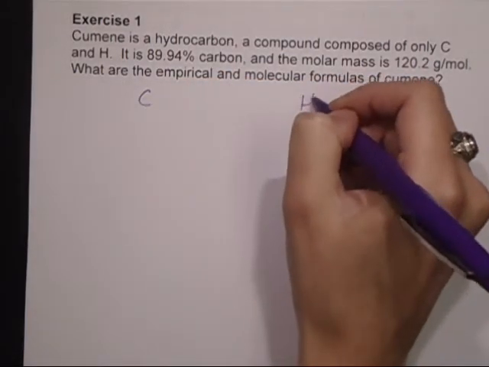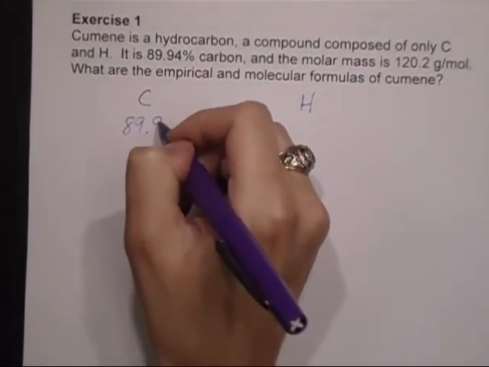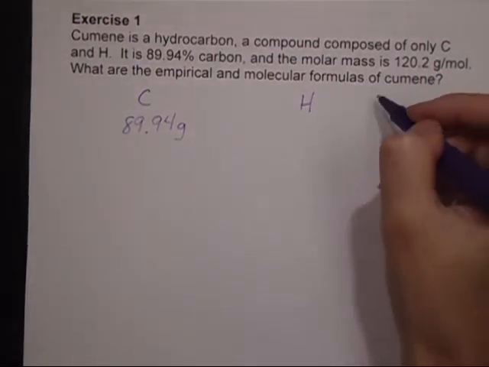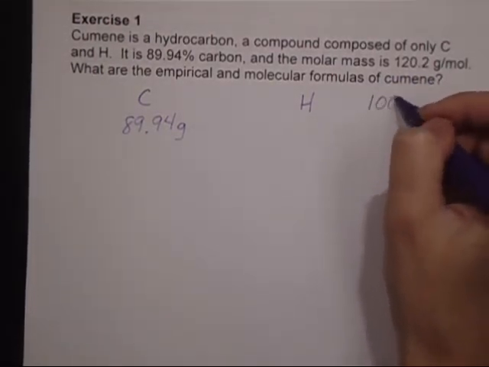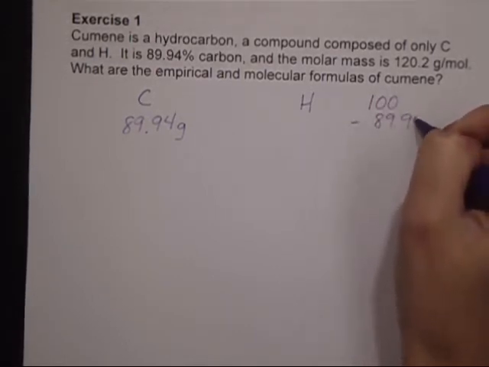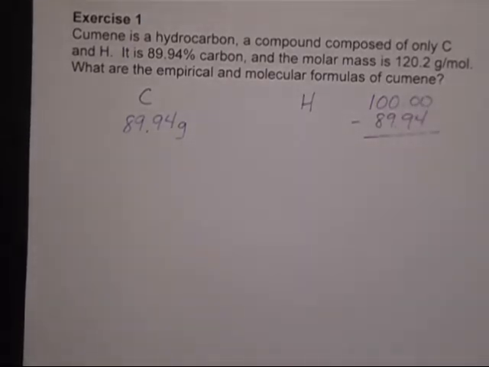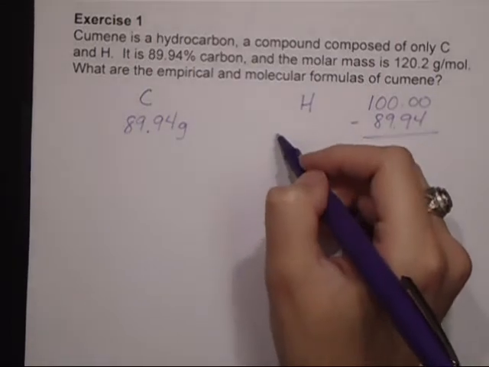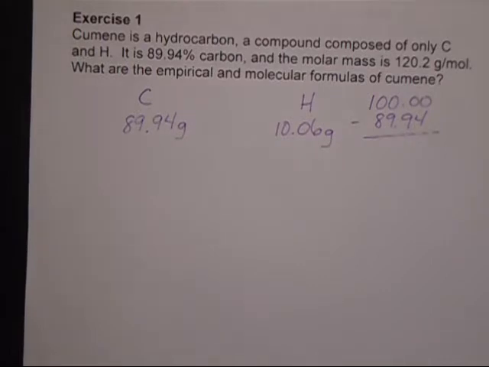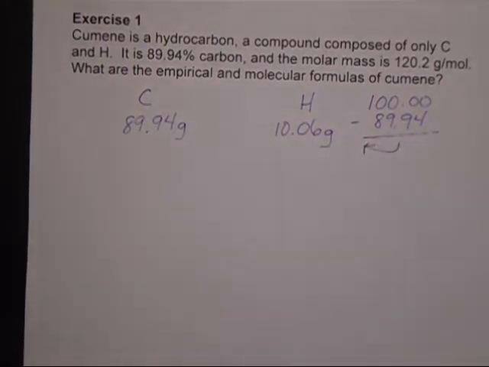So I'm going to start off. I've got carbon and I've got hydrogen. That's what I know to begin with. It tells me that I have 89.94%, and because it's a percentage, I can get that pretty easily. That's how many grams. The hydrogen would be 100 minus 89.94, and we're assuming it's totally 100% so that we don't have to worry about sig figs there. That gives me 10.06 grams of hydrogen. Alrighty, so that's the first step.